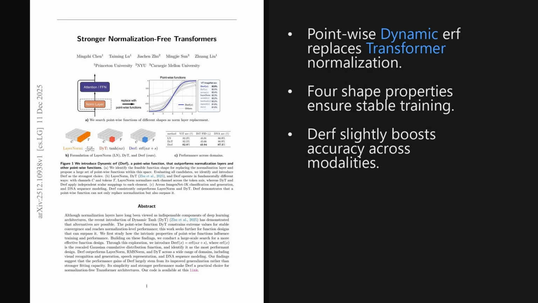So the big message is that carefully designed pointwise functions, like dynamic ERF, can fully replace normalization layers and even boost accuracy, as long as they stay zero-centered, bounded, sensitive near 0, and monotonic. That opens the door to simpler, more hardware-friendly transformers.